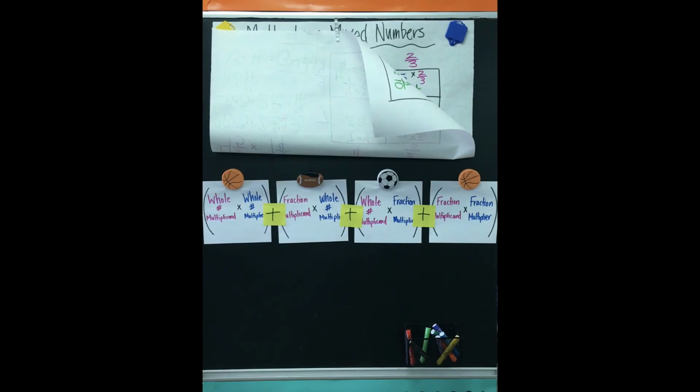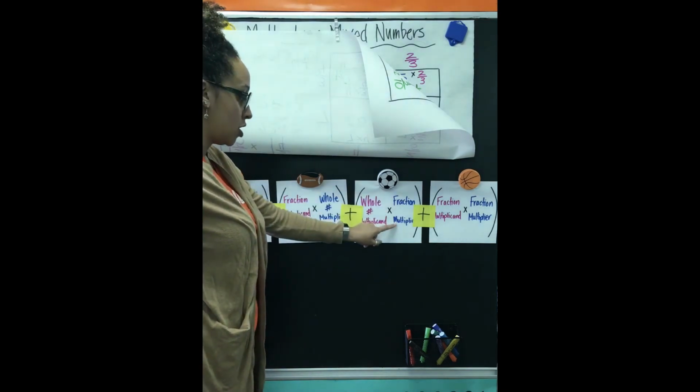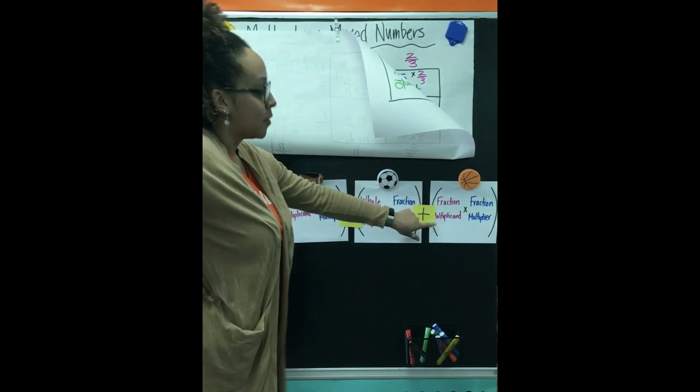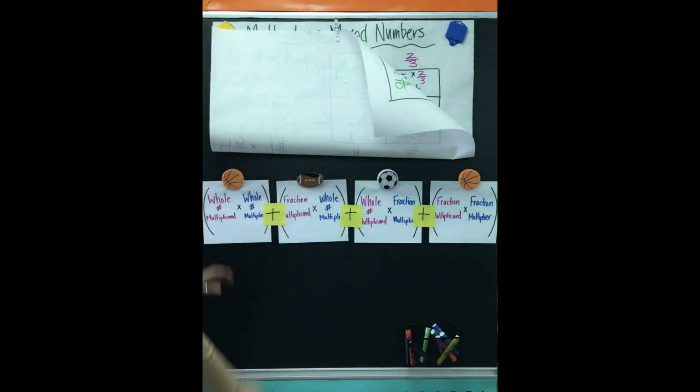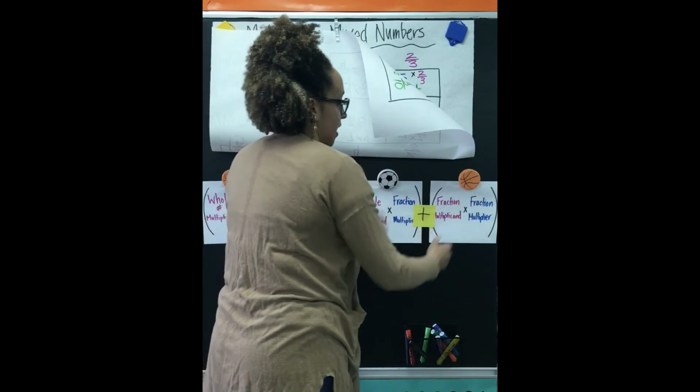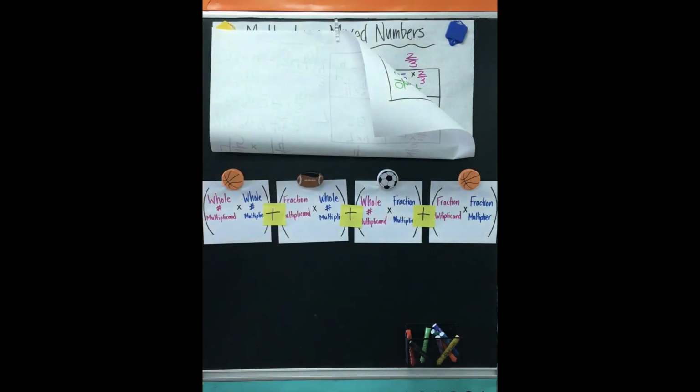So the procedure, you're going to write this at the bottom of your page with as much room as you can. The procedure is the whole number of the multiplicand times the whole number of the multiplier, plus the fraction of the multiplicand times the whole number of the multiplier, plus the whole number of the multiplicand times the fraction of the multiplier, plus the fraction of the multiplicand times the fraction of the multiplier. What kind of problem is this that has multiple operations, parentheses, things that we have to do first? This is a problem where we use order of operations, which is called PEMDAS.